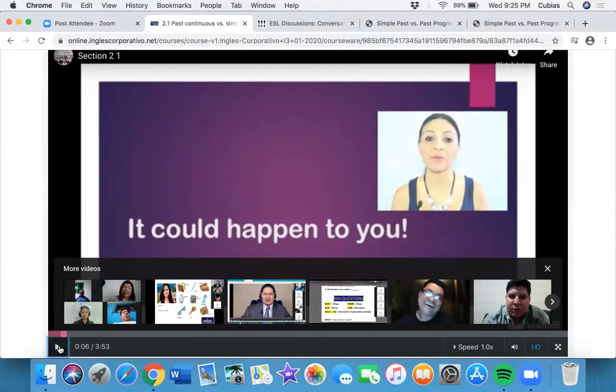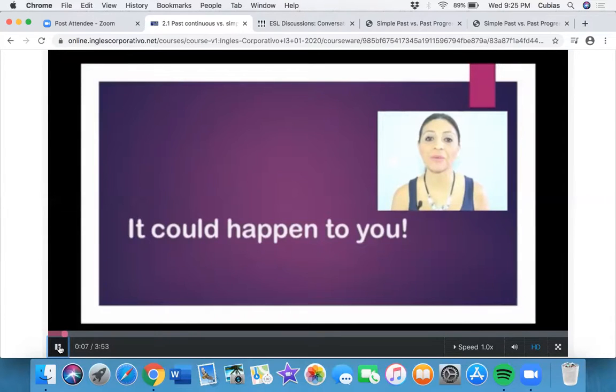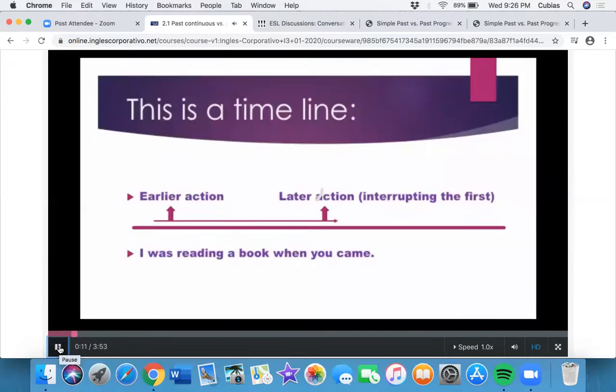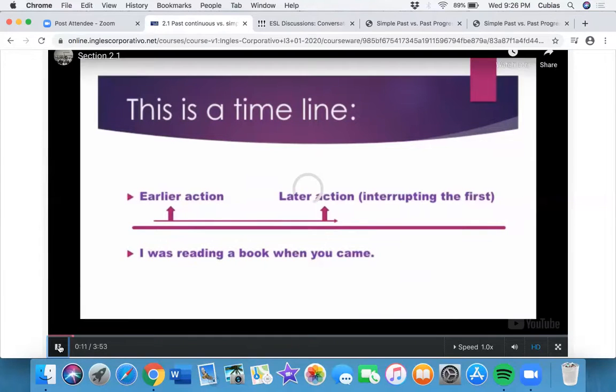I want you to listen and take a look at this. It's a timeline. Notice both actions happened at the same time.